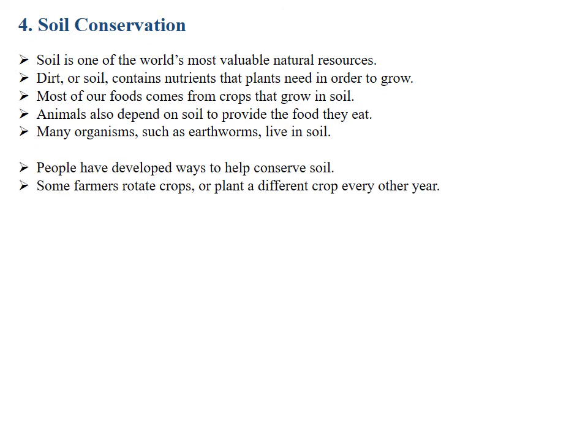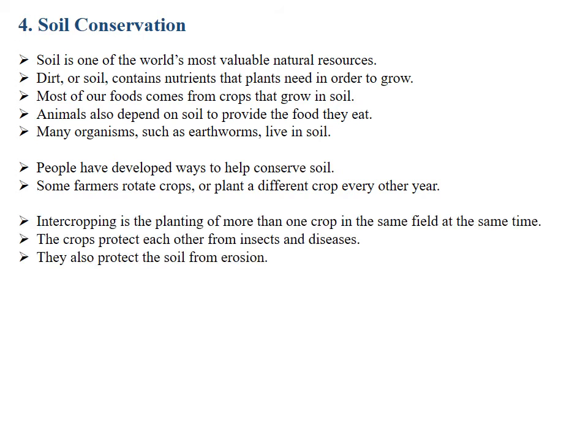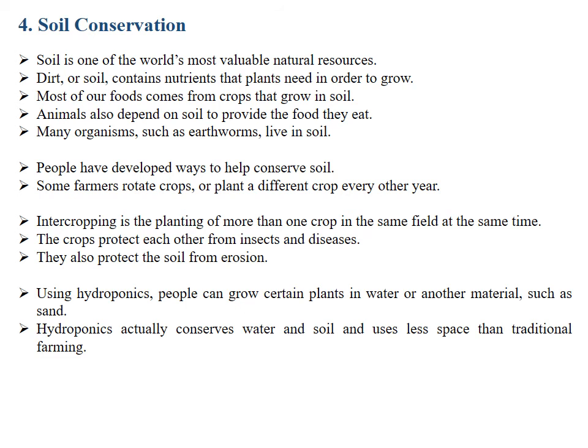People have developed ways to help conserve soil. Some farmers rotate crops or plant a different crop every other year. Intercropping is the planting of more than one crop in the same field at the same time. The crops protect each other from insects and diseases. They also protect the soil from erosion. Using hydroponics can help grow plants without soil. People can grow certain plants in water or another material such as sand. Hydroponics actually conserves water and soil and uses less space than traditional farming.